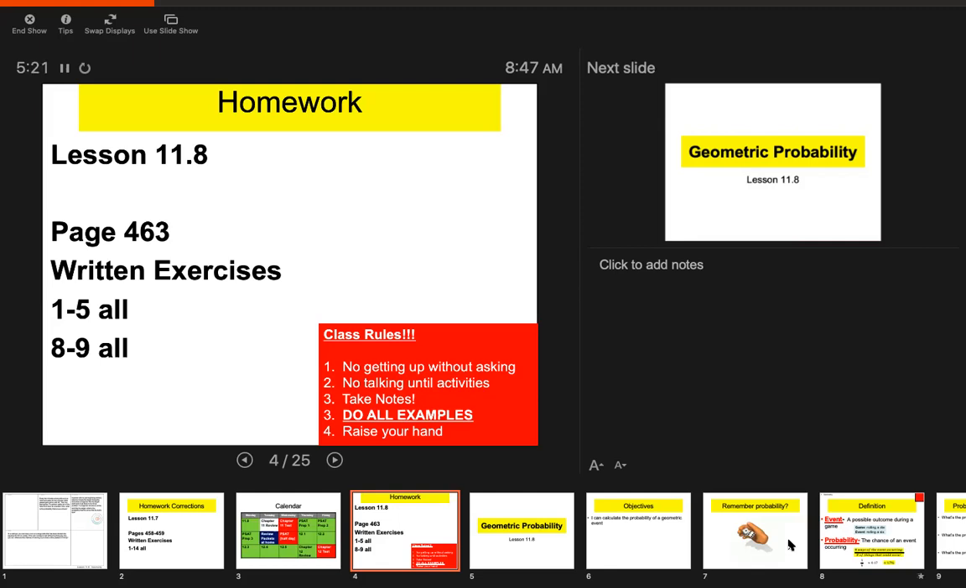How do you calculate probability? Put it over something. Okay, so what are we going to put it over?